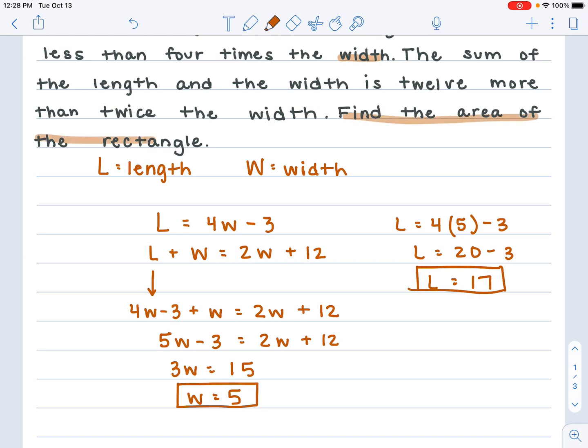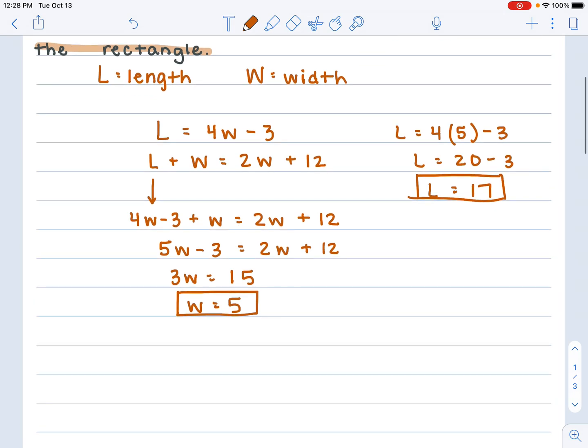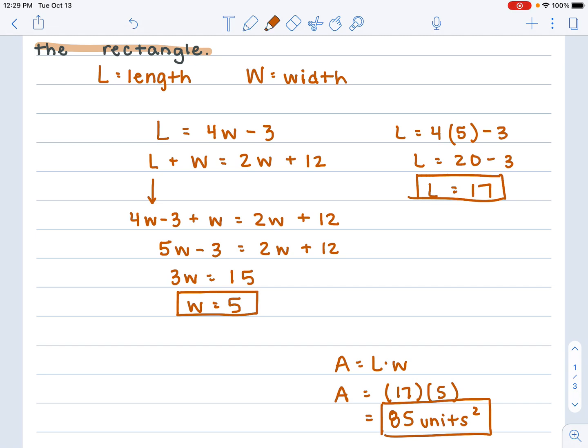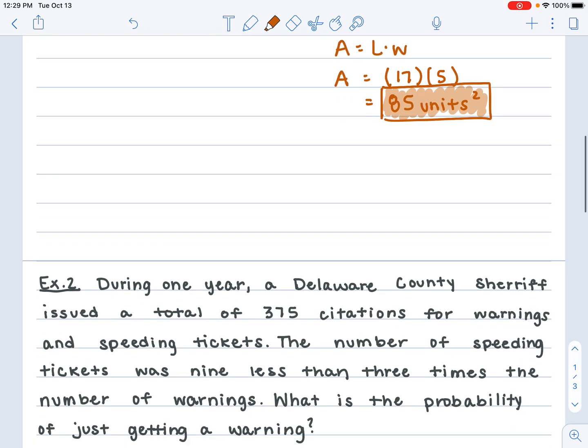Okay, so once you find your variables, we're not done yet. If you read the problem here, it says find the area of the rectangle. The area formula of a rectangle is area equals length times width, or base times height. So the area would be 17 times 5, which is actually 85 units squared. So that would be my final solution there. All right, you could also do elimination, whichever one you prefer. I just think that substitution is a little bit easier in that problem.